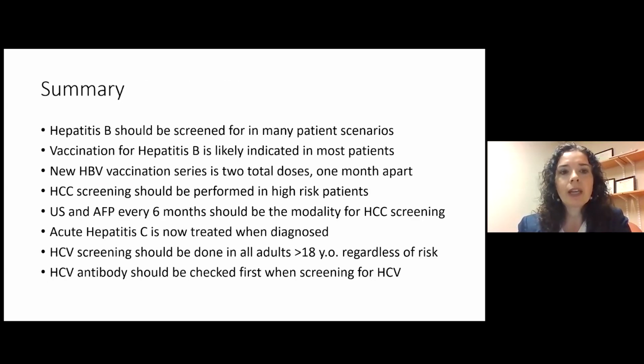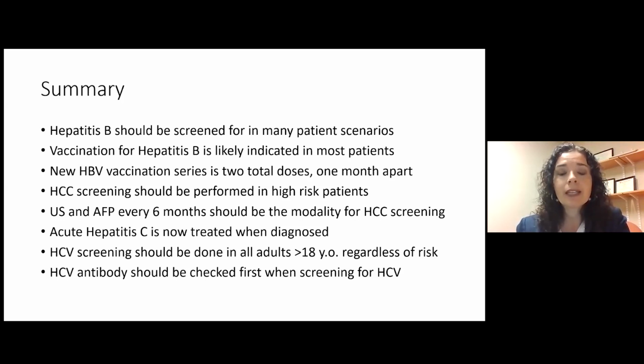So in summary, hepatitis B should be screened for in many patient scenarios. Vaccination for hepatitis B is likely indicated in many of the patients that you encounter in a clinical setting. There is new hepatitis B vaccination that's available. It's a series of 2 doses, 1 month apart, and highly effective. HCC, or hepatocellular carcinoma screening, should be performed in high-risk patients. Ultrasound and AFP every 6 months should be the modality used for HCC screening.